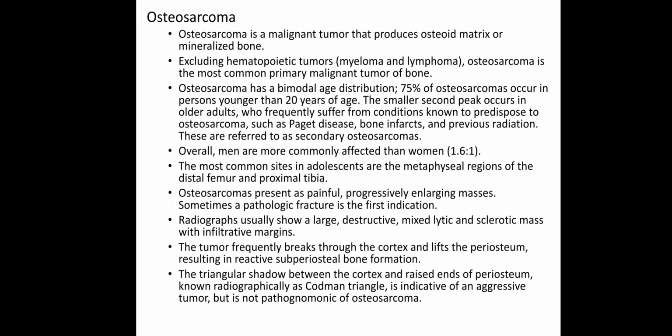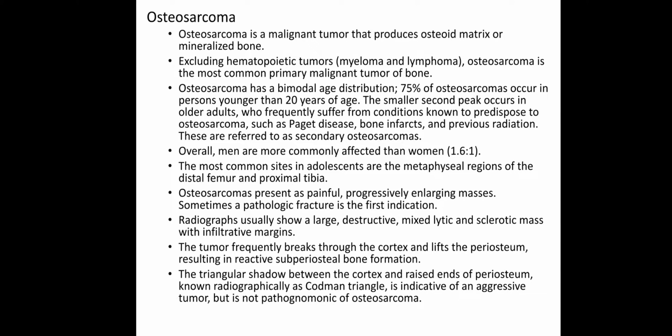75% من الأوستيوساركوما occur in persons اللي هم younger than 20 years of age. هذا البيك الأول أقل من 20 سنة. و smaller second peak occurs بالelderly who frequently suffer from conditions known to predispose to osteosarcoma. مثل إيش؟ مثل Paget disease, bone infarction يصير عندهم. Previously they are exposed to radiation. These are referred to as secondary osteosarcomas اللي هي preceded by a condition predisposed to osteosarcoma بالold age group.